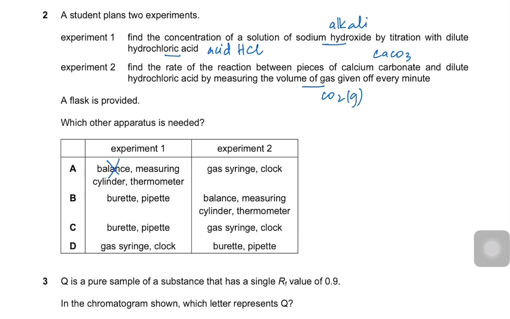Experiment 2 says balance for calcium carbonate measurement, measuring cylinder to perhaps add the dilute hydrochloric acid, and thermometer, but there is no gas syringe. So where is the gas syringe? So option B is also wrong. Burette and pipette makes sense. Gas syringe and clock, yeah, it makes sense. So this is right. When we talk about option D, why do we need a gas syringe for titration? So experiment 1 was actually titration. We don't need a gas syringe for that.